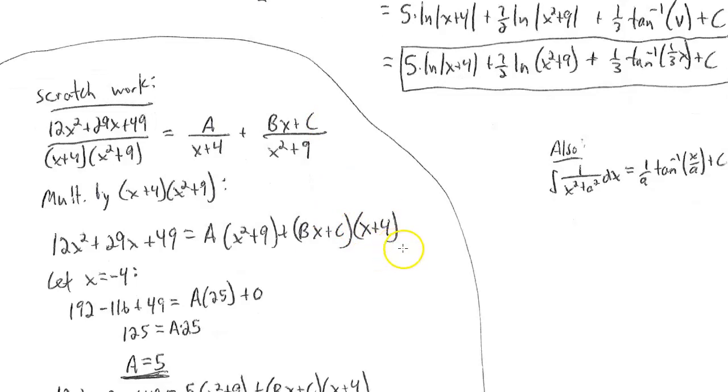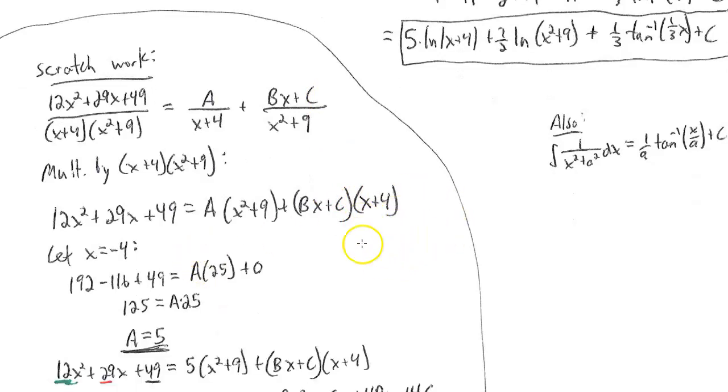Okay, now we could try to line up the coefficients, but maybe a quick thing that we could do that would make things a little easier, instead of having to solve a messy system of equations, we could let x be negative 4 here. If we let x be negative 4, notice this will be 0. This whole thing says negative 4 plus 4 is 0. So we'll end up with just an A. The B and the C will go away.